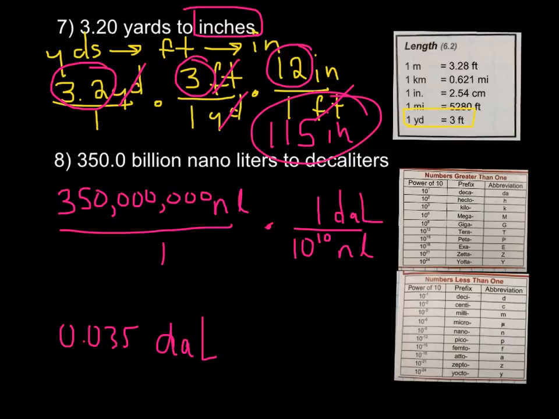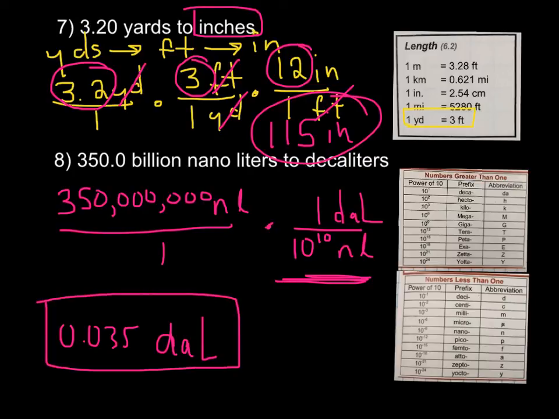Okay, and this last one, I wasn't going to do this one either, but I'll just do it so that you guys can have it. If you're taking 350 billion nanoliters and changing them to deciliters, you would do the 350 billion nanoliters over 1 multiplied by our conversion factor, which is 1 deciliter is equal to 10 to the 10th nanoliters. And when you divide those, you get 0.035 deciliters. Like I said, some of these ones that are on here we're not going to be dealing with. I'm going to give you a preview.